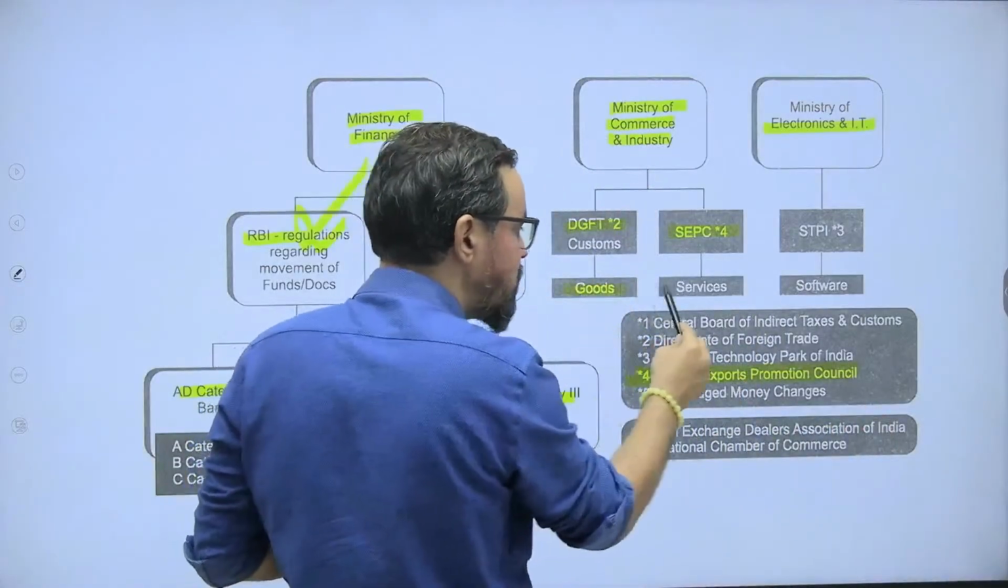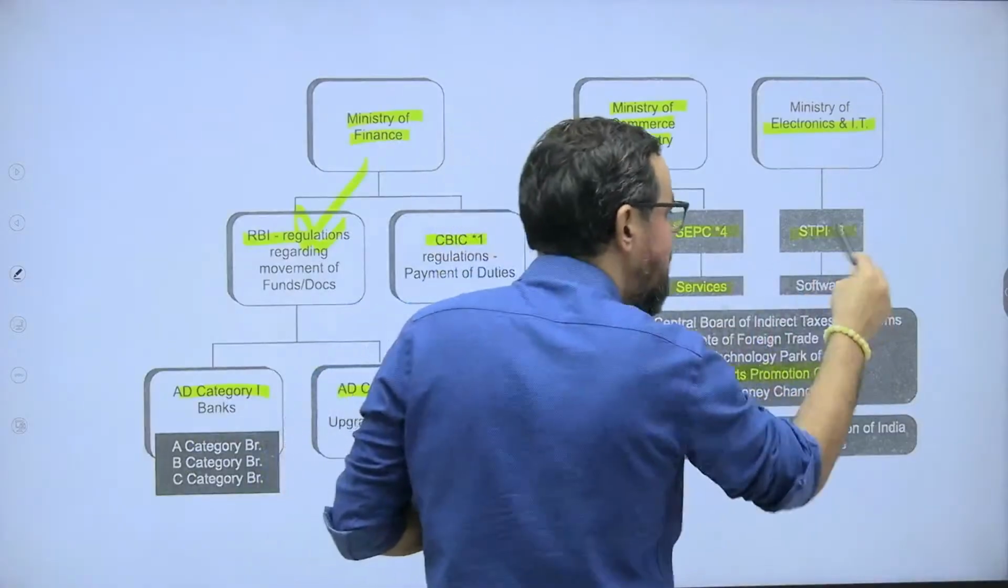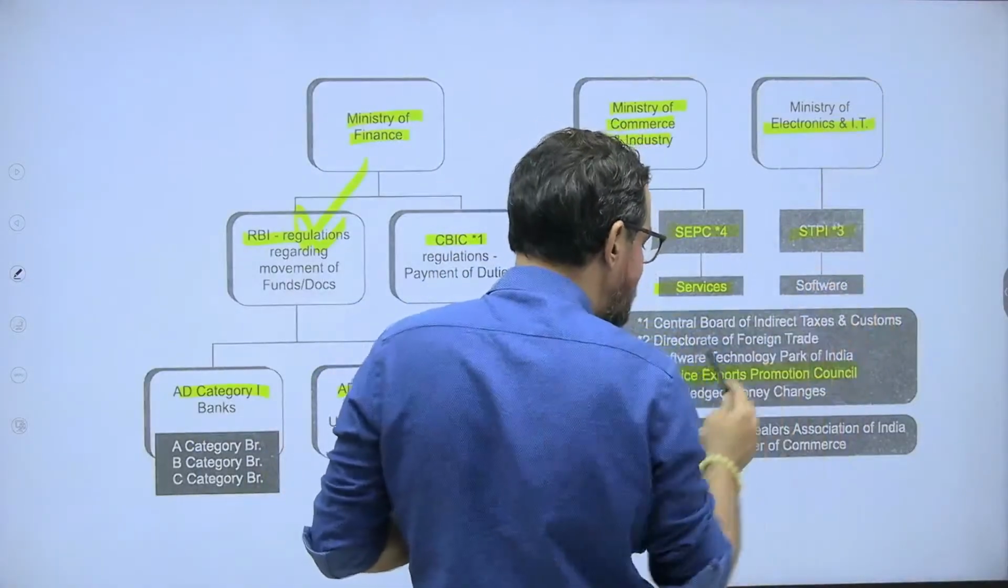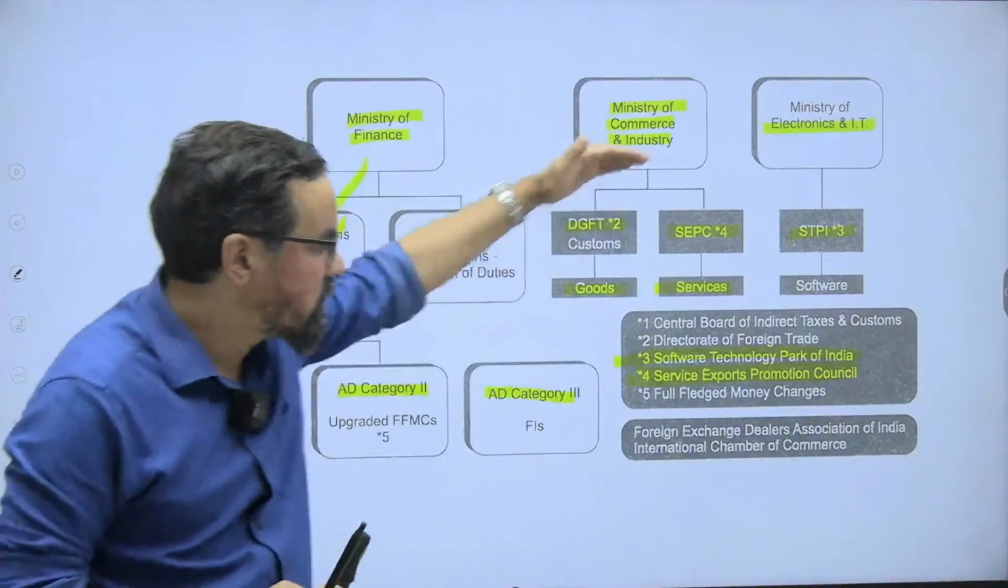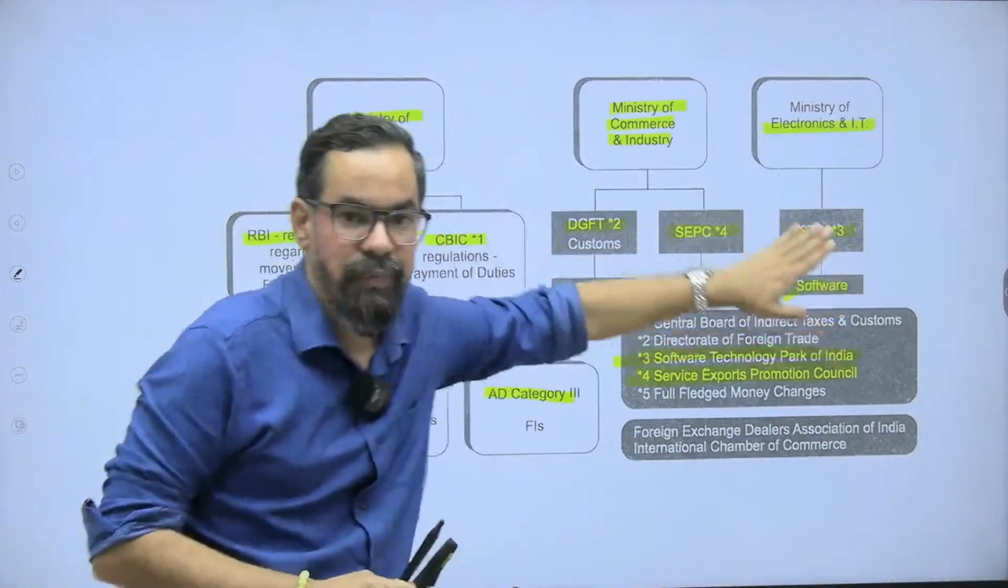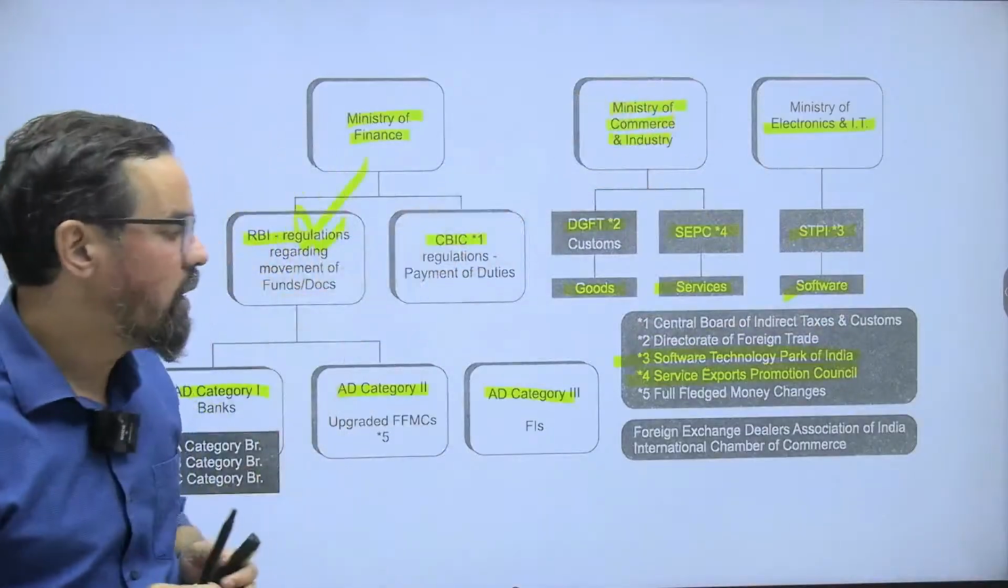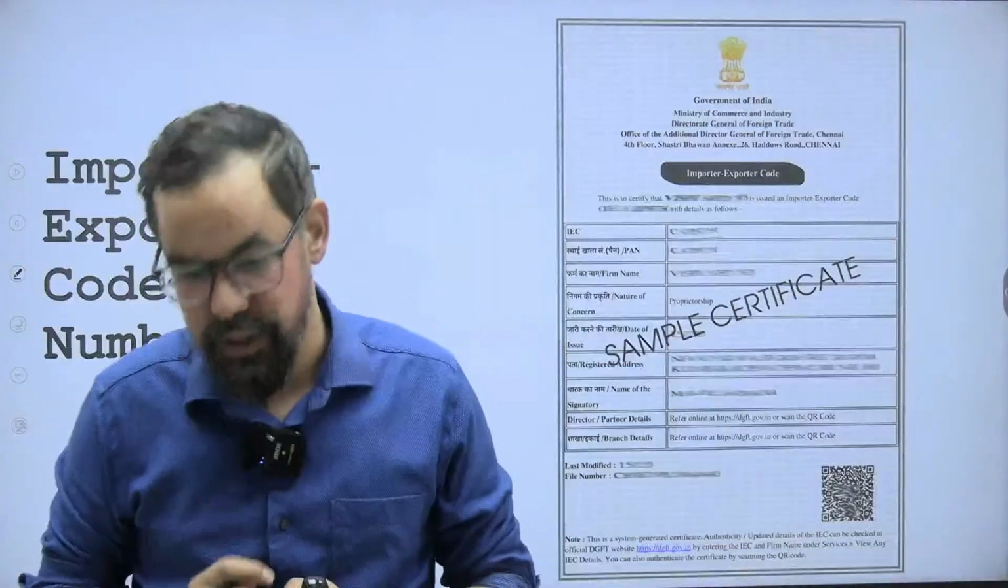ठीक है, this is for goods and this is for services. And STPI, which generally comes under this, that is Software Technology Park of India. So for goods, for services and for software, that generally comes under this entire classification as well, right?